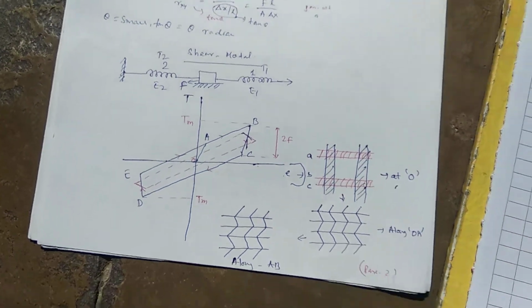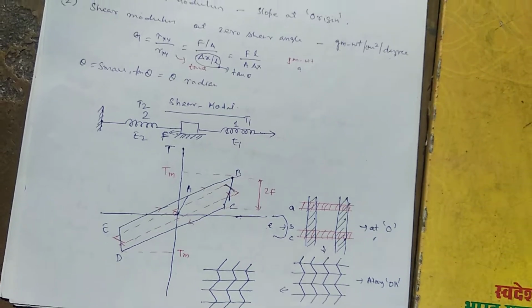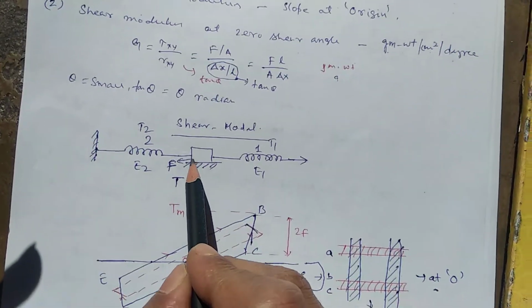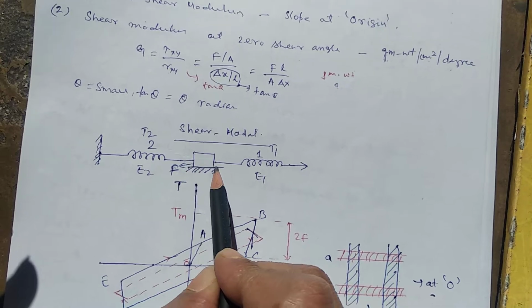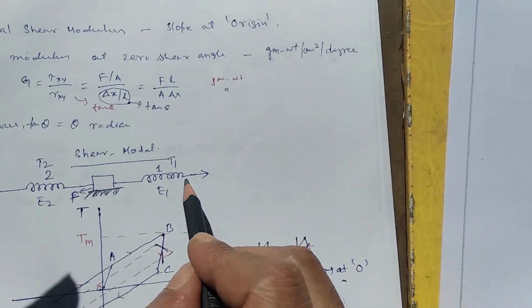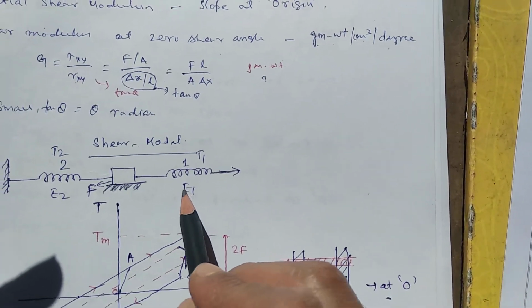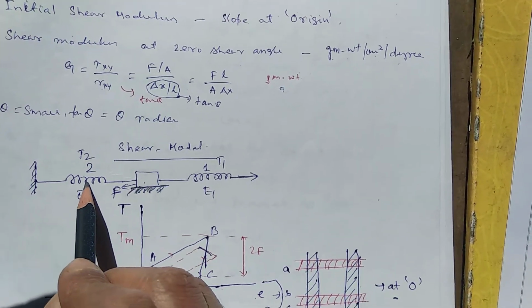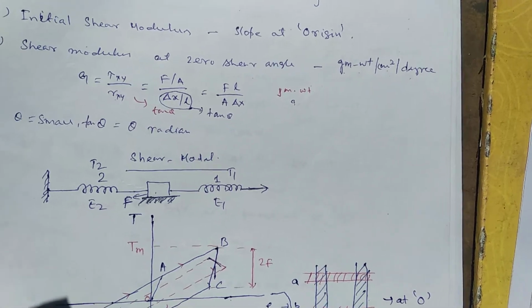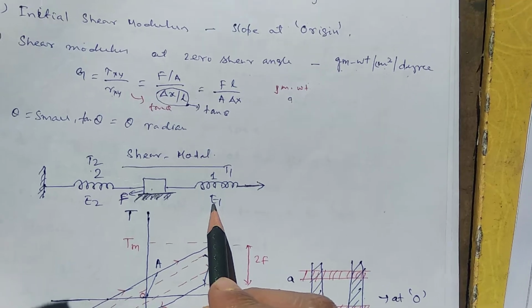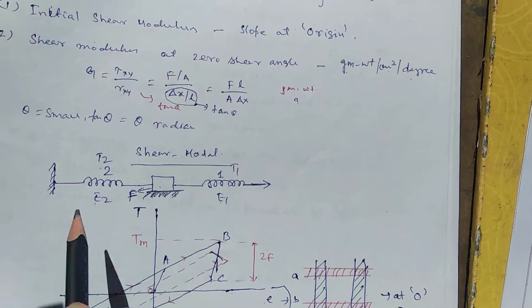So for shear hysteresis, here we have taken two springs, and in between there is a block, and the block is present on a surface, right? So when a force is applied at this point, what will occur? This is spring 1, this is the block, this is spring 2, which is attached to a fixed surface. The spring constants are E1 and E2.